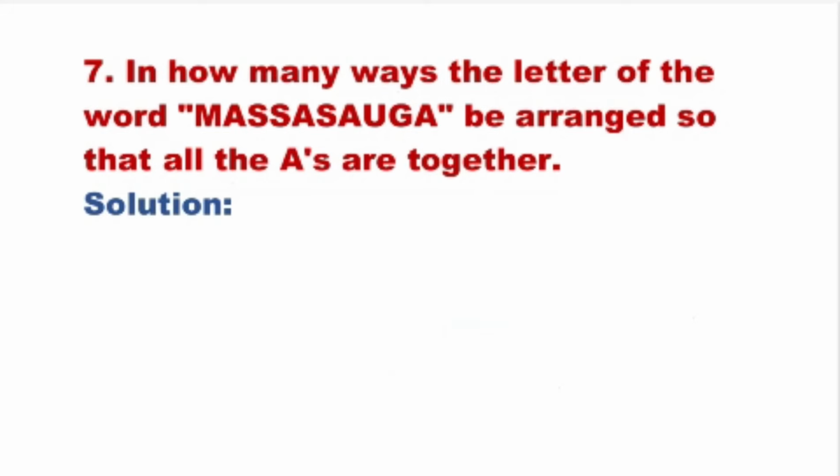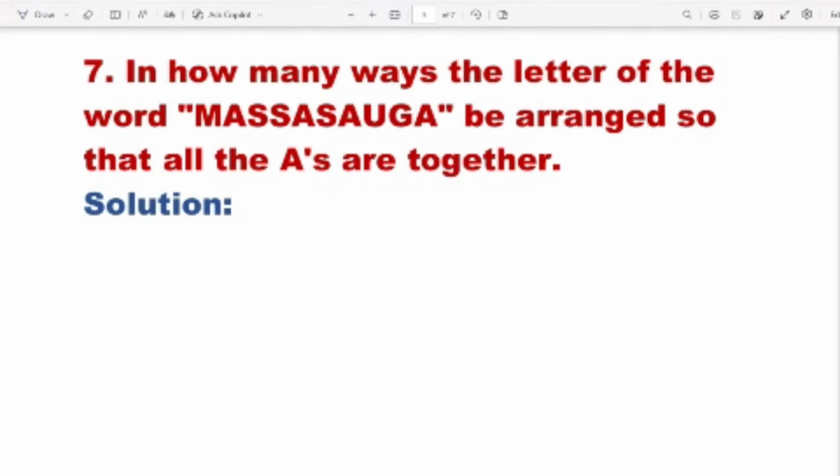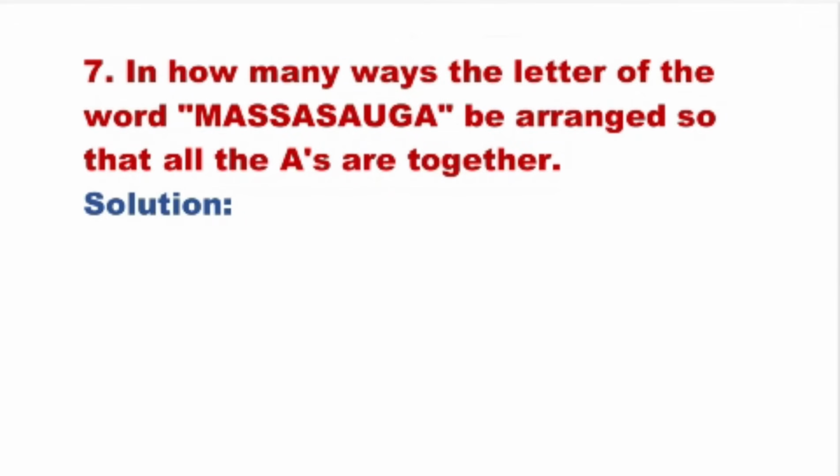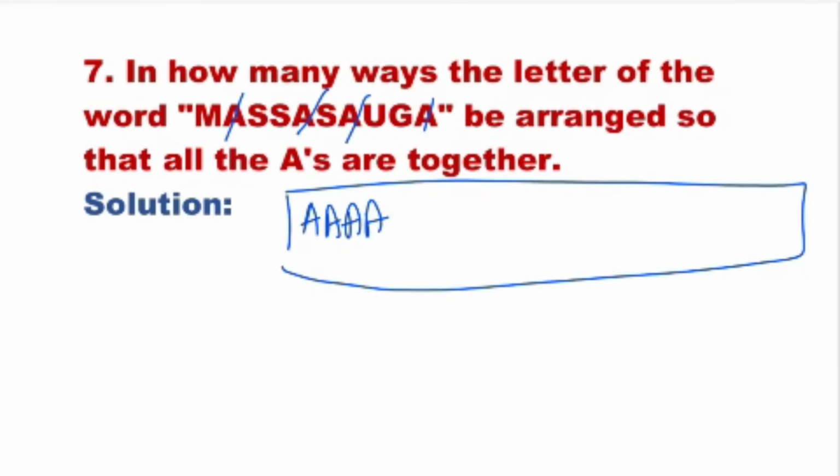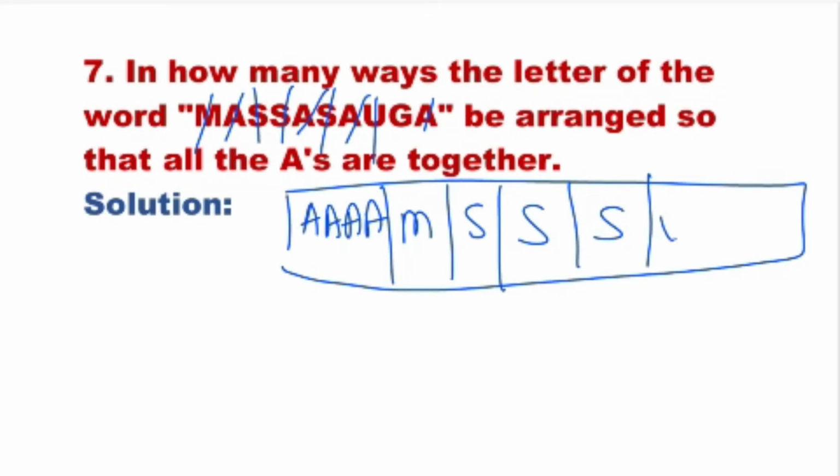In how many ways can the letters of the word MASSASAUGA be arranged so that all the letter A are together? So now we will take the word. We have the letter A, we have 1, 2, 3, 4 A's. We'll write them together, 4 A's together. And then we'll write the remaining letters here in the box. That will be M, S, S. Then we have again S. Then you have U and then you have G.